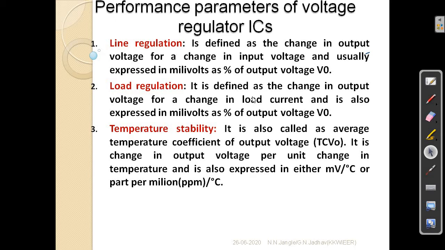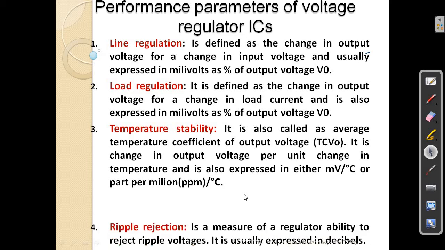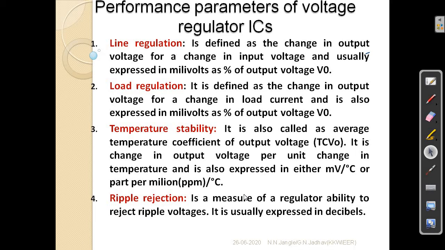It is also called the average temperature coefficient of output voltage, that is TCV. It is the change in output voltage per unit change in temperature, and is also expressed in either millivolts per degree centigrade or parts per million per degree centigrade. And the last performance parameter is ripple rejection. It is a measure of the regulator's ability to reject the ripple voltages present at the output. It is usually expressed in decibels. So these are the performance parameters of a voltage regulator IC.